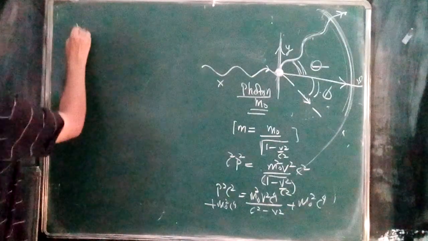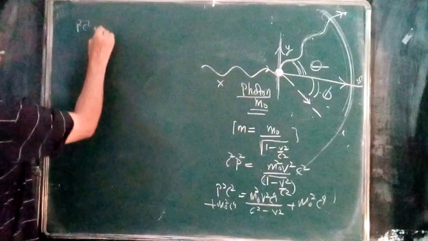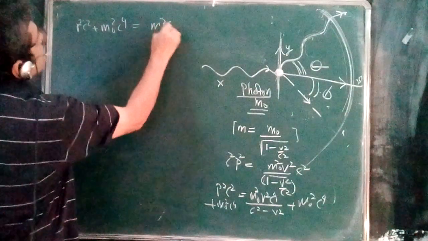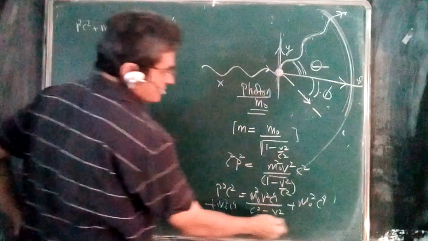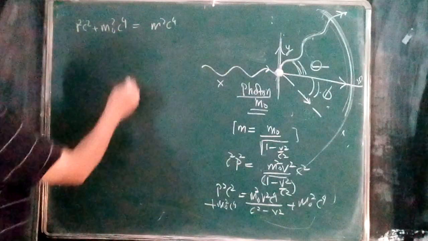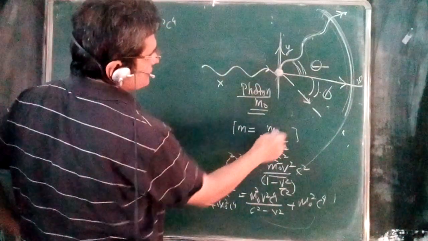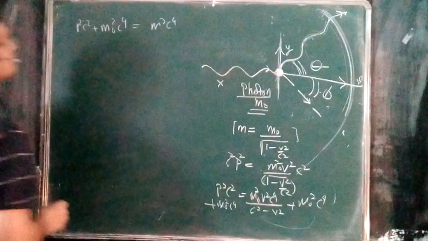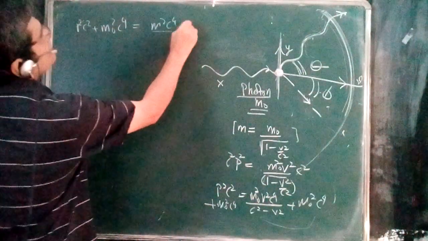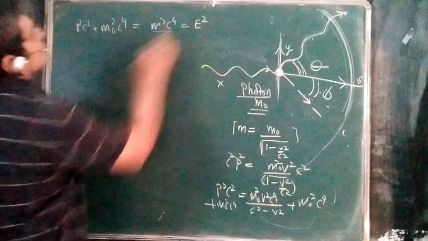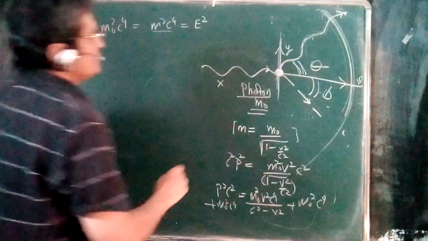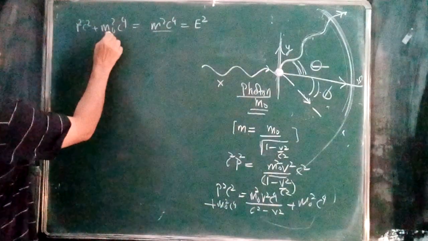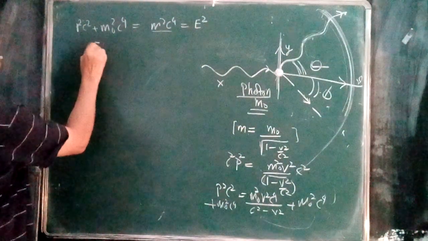What I finally get is p square c square plus m0 square c raised to power 4 is m square c raised to power 4, where m square is m0 square upon 1 minus v square upon c square. I am not doing that to save time, you can check it. This is nothing but the square of the total energy. So in the case of a photon, the rest mass is 0. So m0 is 0, and the photon energy is equal to Pc.